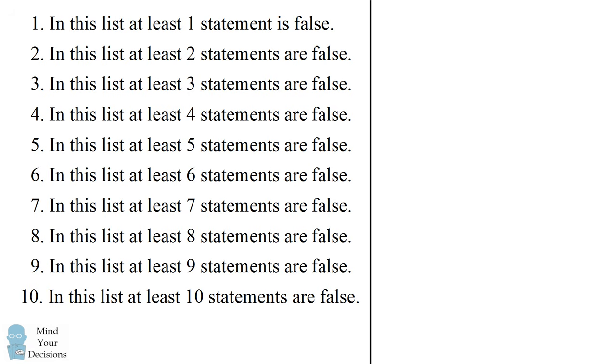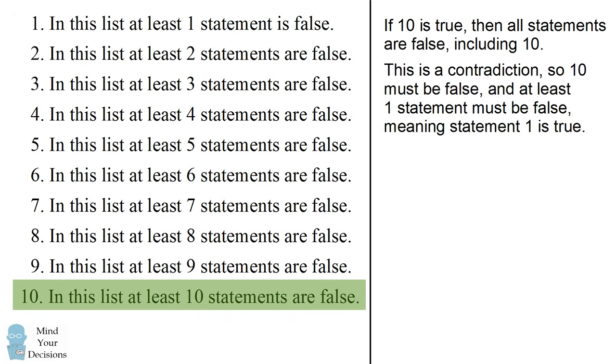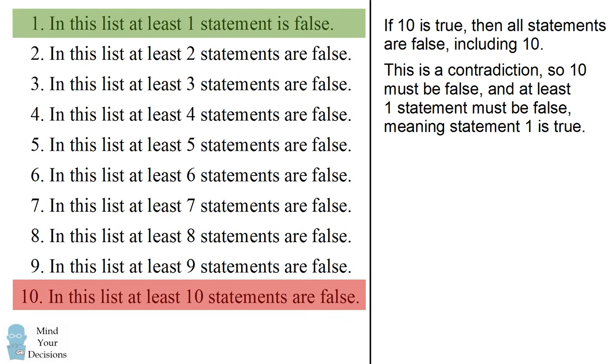Now let's solve the variation, where the nth statement says at least n statements are false. We'll proceed similarly. We'll consider the 10th statement. If this is true, that means all statements in the list are false, including statement 10. This again is a contradiction. So we know that statement 10 is false, and that means at least one statement must be false. So if at least one statement is false, we know that the first statement has to be true.